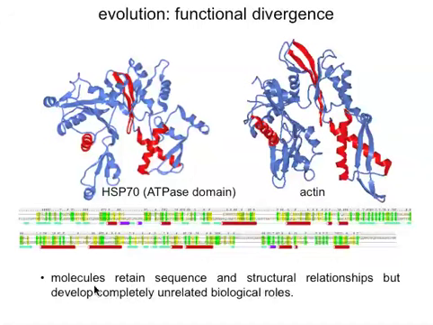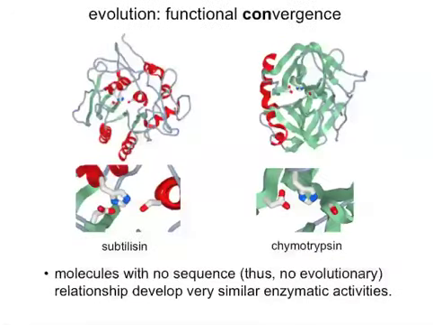Molecules retain sequence and structural relationships. So maybe I was a little overstating the idea here. If you look in green, and it's hard to read, there are a lot of sequence relationships there. So maybe HSP70 and actin still retain some sequence relationships that are observable. Nevertheless, highly diverged sequences that have been recruited to separate functions that are unrelated.